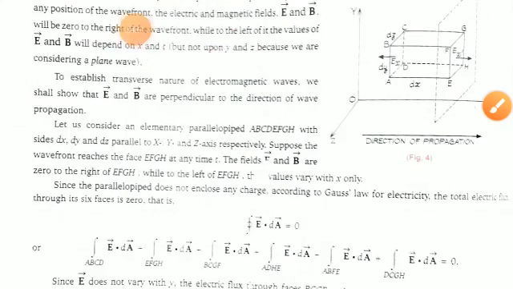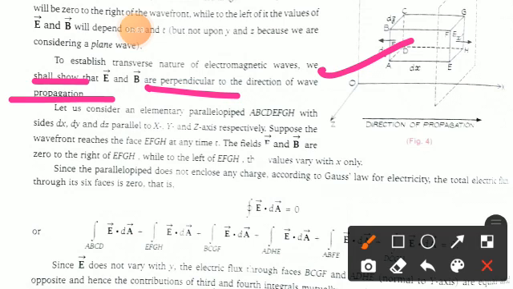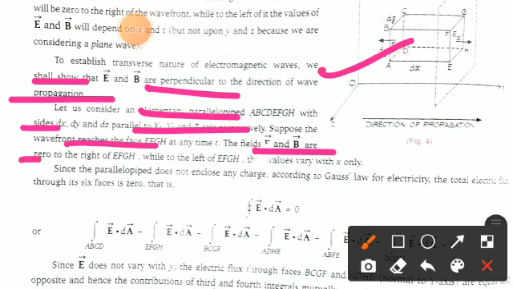To establish the transverse nature of the electromagnetic wave, we shall show that vector E and vector B are perpendicular to the direction of propagation. From this figure you can easily understand. Let us consider an elementary parallelepiped ABCDEFGH with sides dx, dy and dz parallel to the xyz axes. Suppose the wavefront reaches the face EFGH at any time, and the field vectors E and B are 0 to the right of EFGH, while to the left the value will vary with x only.